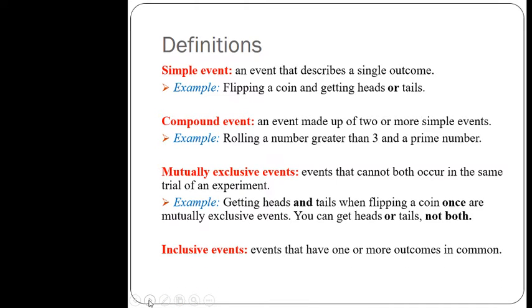All right, and inclusive events are events that have one or more outcomes in common. So let's say we're rolling the number die again. You're rolling an even number and a number greater than 3, and we want to calculate the probability of that. We have two separate events here, but notice that they have outcomes in common, because I can roll an even number, say a 6, and a 6 is also a number that's greater than 3.